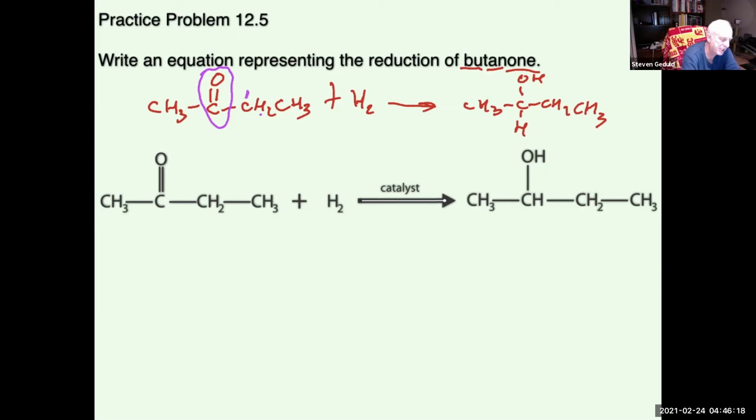Okay. So remember, ketones have this carbonyl group between 2 carbons. If one of those was an H, it'd be an aldehyde. Okay. And then this is what we produced. This is our alcohol. Someone name the alcohol.